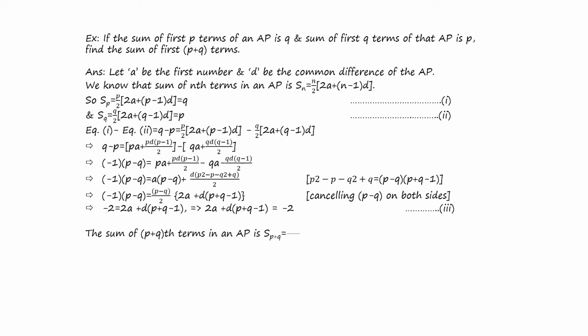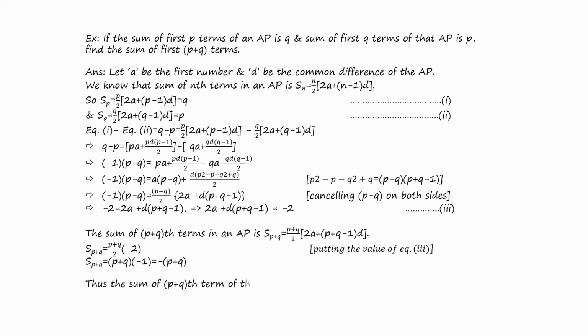Now the sum of p plus q terms in an AP can be written as Sp plus q equals p plus q by 2 into 2a plus p plus q minus 1 whole into d. Now putting the value of 2a plus p plus q minus 1 whole into d from equation 3, we get Sp plus q equals p plus q whole divided by 2 whole into minus 2, or p plus q whole into minus 1, which is equal to minus p plus q. So the sum of p plus q terms of the given AP series is minus p plus q.